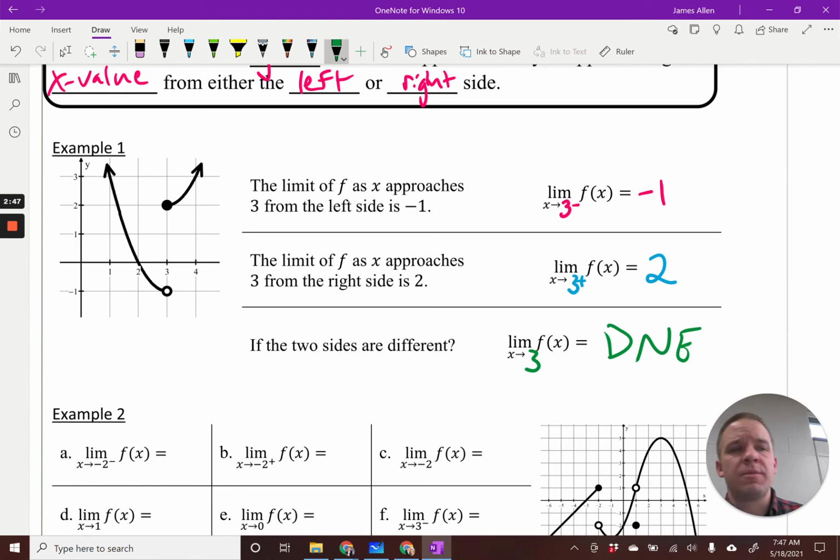So as we saw in some previous ones, if the limits are the same from the left and from the right, it approaches the same thing from both sides, you actually do get a limit. But when it's approaching two different things from the left and the right, the limit does not exist. All right, I think I've said that enough. Let's move on.